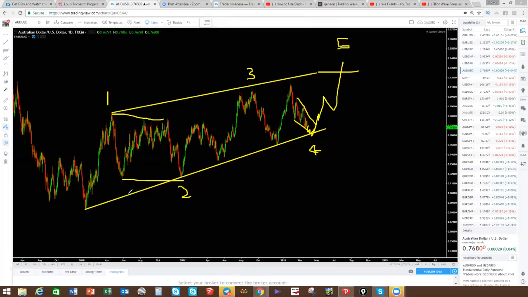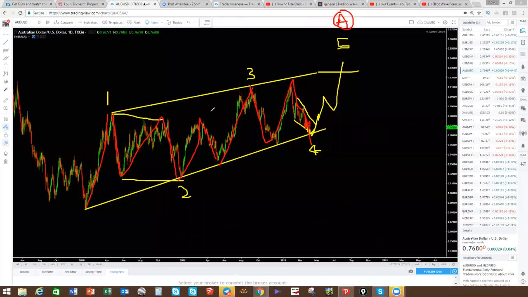diagonal, possibly this is a leading diagonal in wave A. You can see that the 1 starts with an impulse, and the rest are 3-wave structures, which is allowed. We allow this within diagonals. The 4 is in 3 waves. 1, 2, 3, 1, 2, 3, 1, 2, 3. This is allowed on a leading diagonal. Complies with all the rules, textbook stuff.